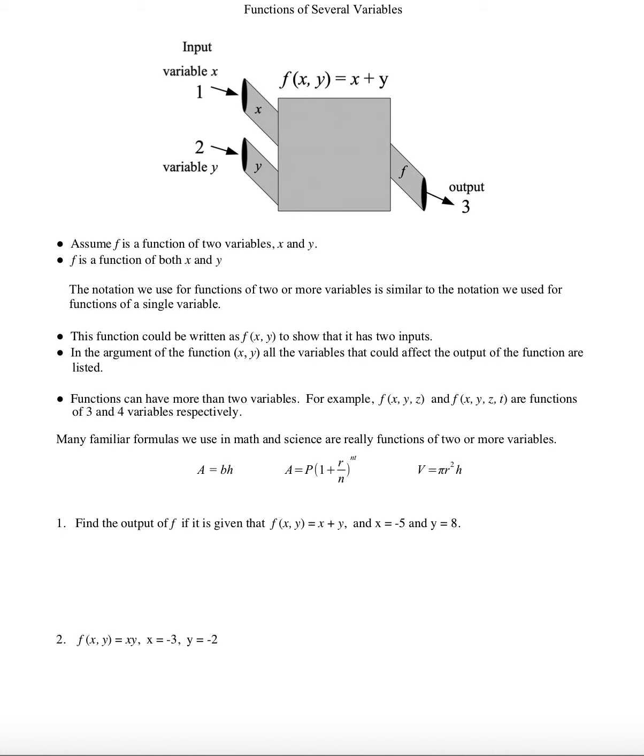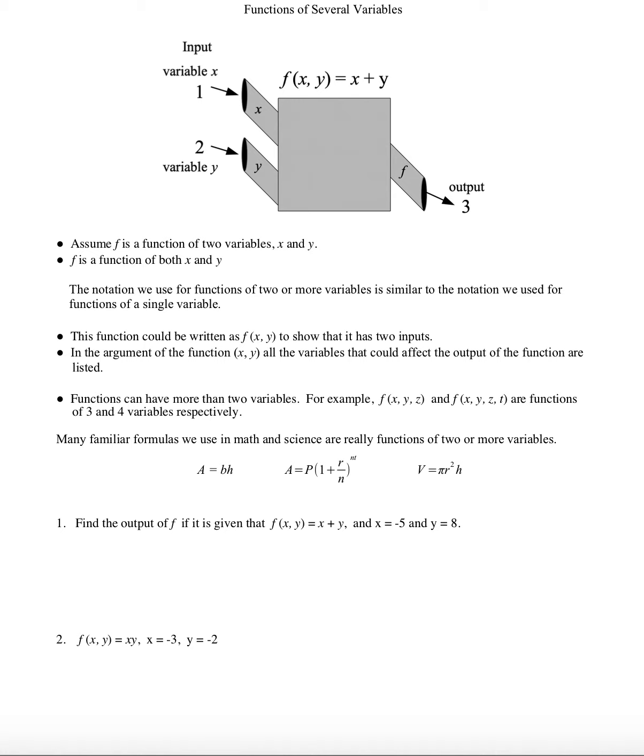Take a look at some familiar formulas from math. They're actually multivariable functions. For example, area equals base times height. Or accumulated account value equals principal times 1 plus the interest rate over the frequency of compounding raised to the frequency of compounding times time. That's a function of 4 variables. And volume equals pi r squared h is a function of 2 variables.